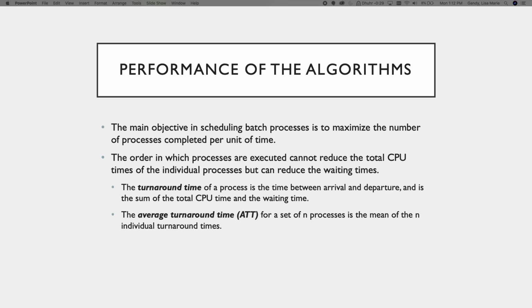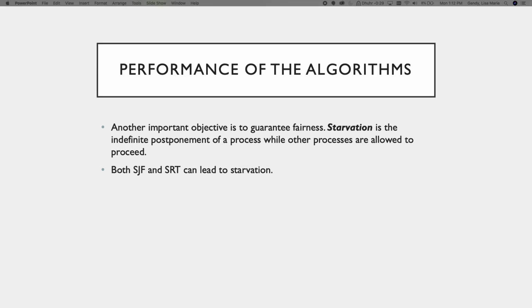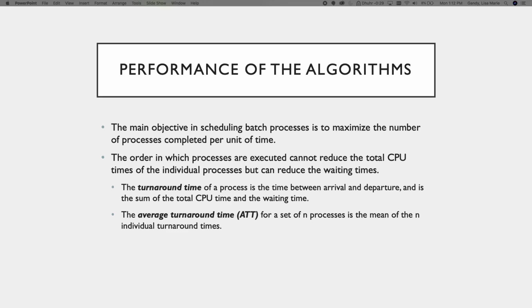Okay. The turnaround time of a process is the time between its arrival and departure, and is the sum of the total CPU time and the waiting time. The average turnaround time for a set of processes is the mean of those individual turnaround times. And so with scheduling algorithms, we want to minimize average turnaround time.